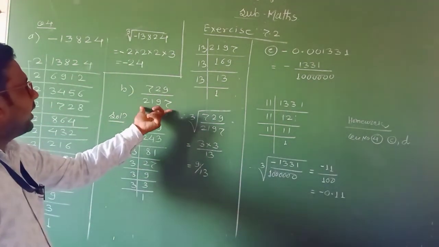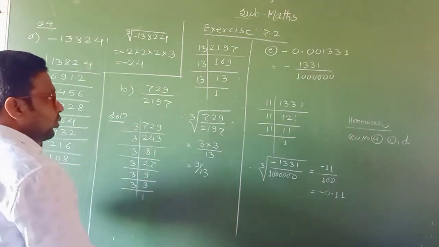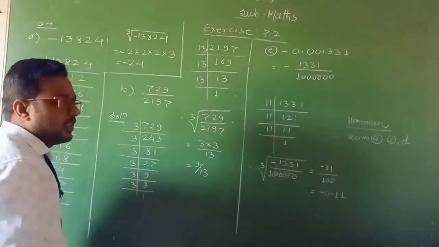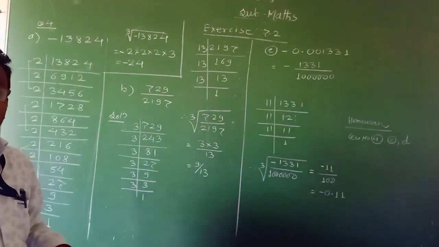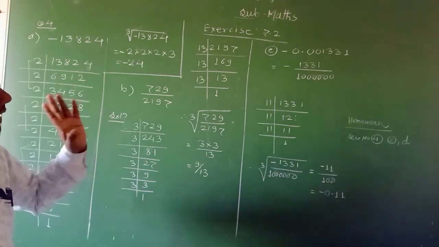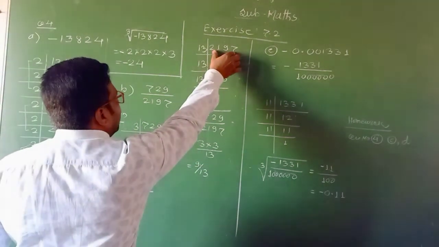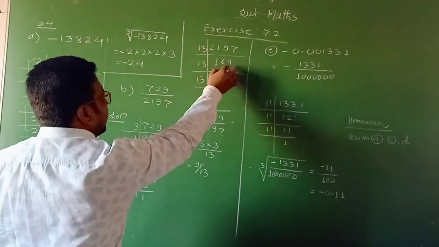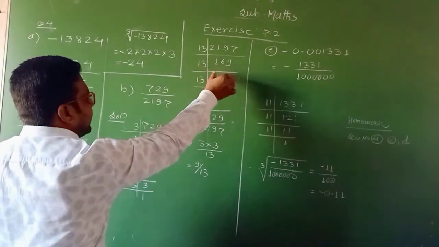factors of the denominator, that is 2197. Now 2197 is divisible by which prime number? It is not divisible by 2, 3, 5, then 7, 11. It is divisible by 13. After division, 2197 divided by 13, we get 169. 169 divided by 13, we get 13.